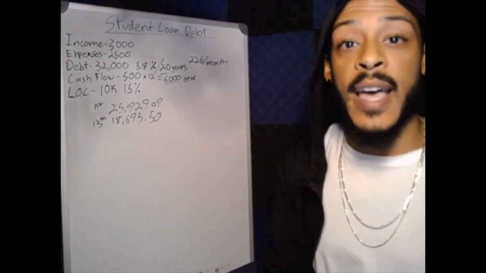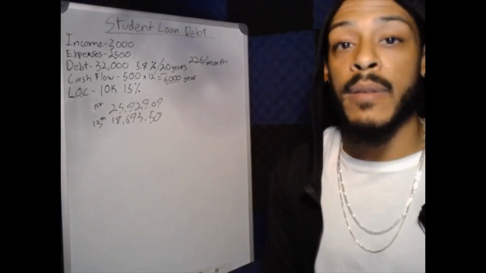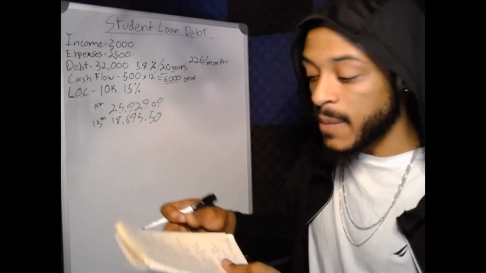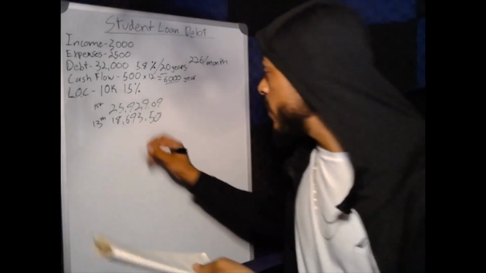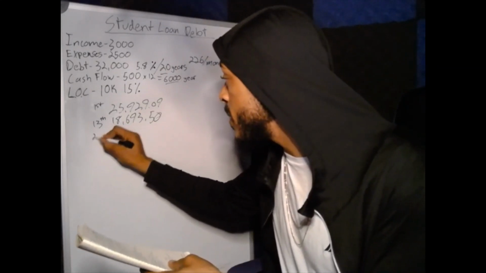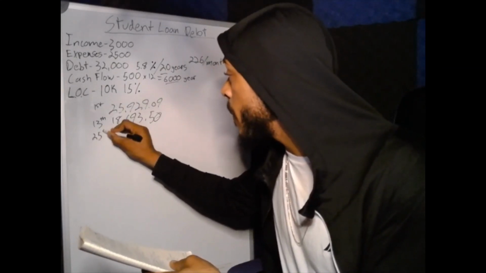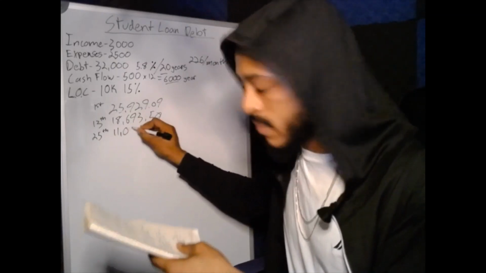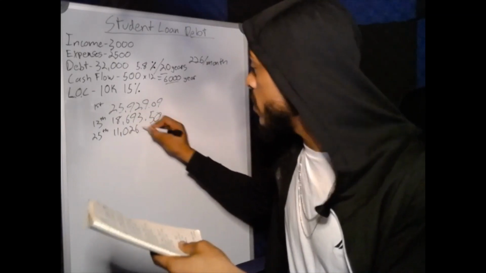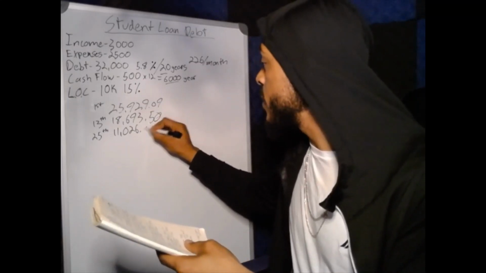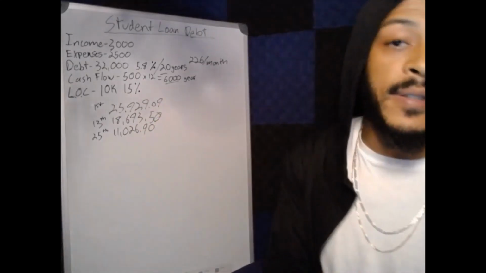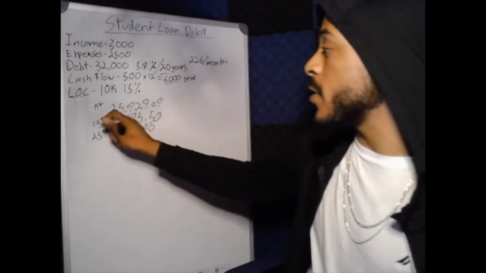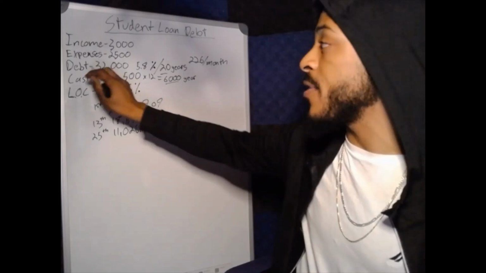Take another $6,000 with another monthly payment. We get to month 25. Our balance on month 25 is $11,026.90, right? Keep up. First month, it was at $32,000.